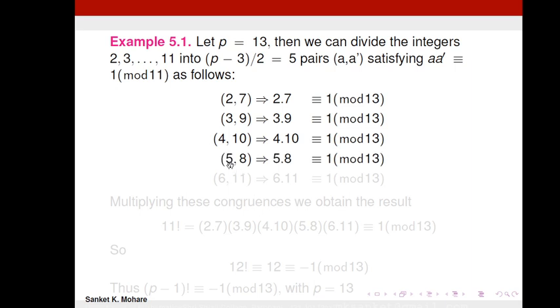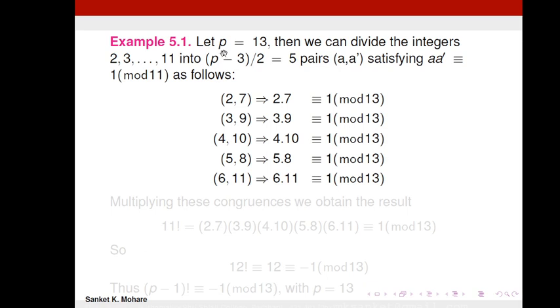Similarly, if I take the next integer 5, I find a dash equals 8, such that 5 into 8 is congruent to 1 modulo 13. Similarly, if I choose 6, then a dash must be 11, because 6 into 11 is 66, and 66 is congruent to 1 modulo 13, because the difference of 66 and 1 is 65, which is divisible by 13. So here we take all such pairs. So in total we get 5 pairs.